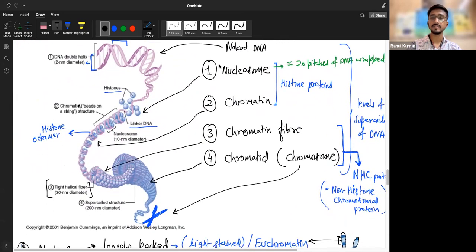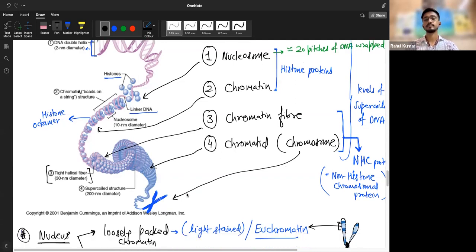And this is how the packaging is done, the levels of packaging. So we start with the naked DNA, then they form nucleosome, then they are wrapped around the histone proteins. Then these nucleosomes form chromatin, which is the beads on string structure. Then the chromatin condenses further to make chromatin fiber. And this chromatin fiber again packs further to give rise to supercoiled structure, which gives rise to chromatid and chromosomes.